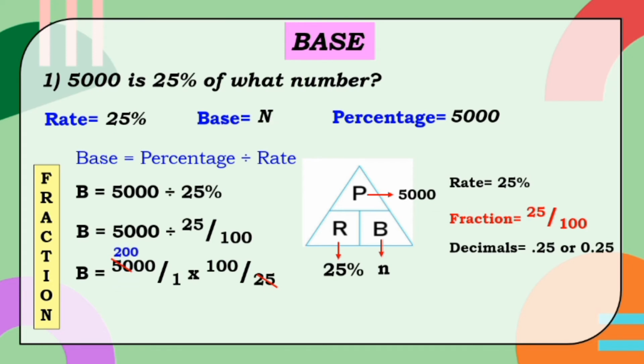5,000 divided by 25 is 200. 25 divided by 25 is 1. Multiply the numerator, 200 times 100, 20,000. 1 times 1, 1. So, no need to write the denominator 1. So, the base is 20,000.